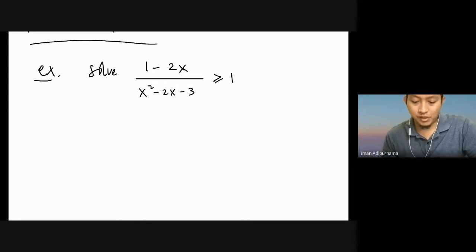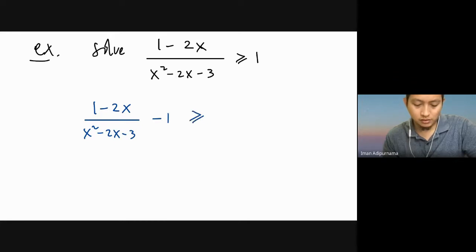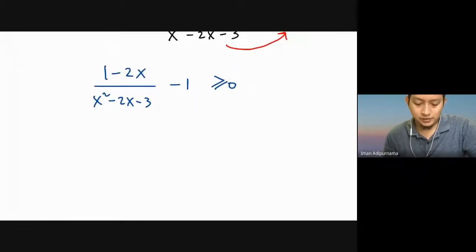Okay, so how to solve this? Basically what we are going to do is solve it this way. Do not cross multiply. You will get a wrong result. Why? You will change the domain. That is important, right? Okay, so we are going to solve this.